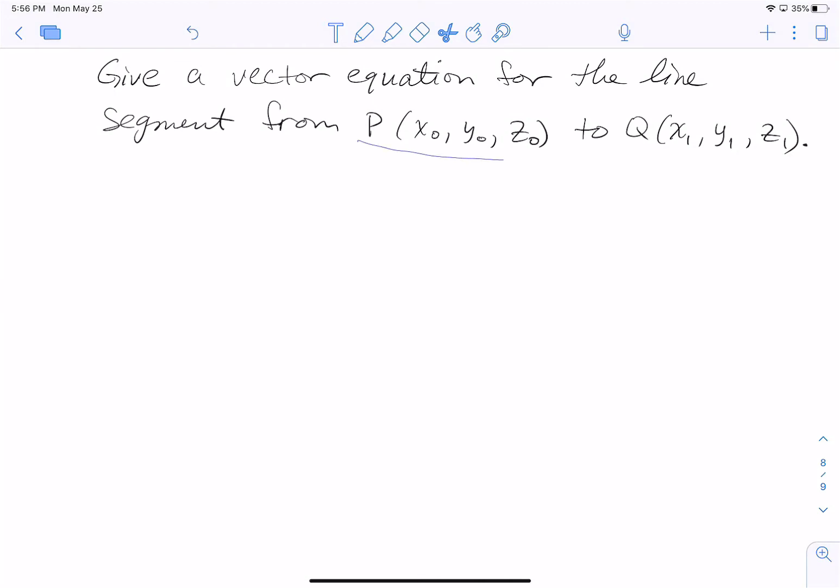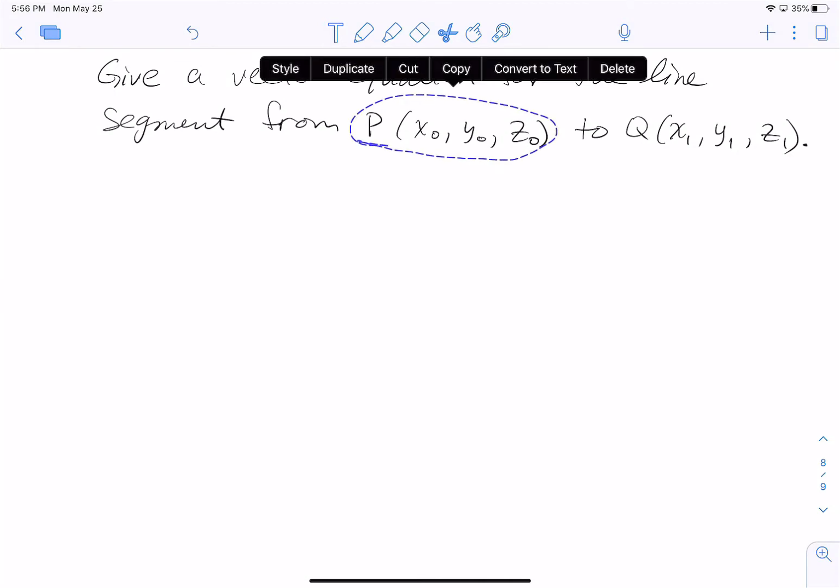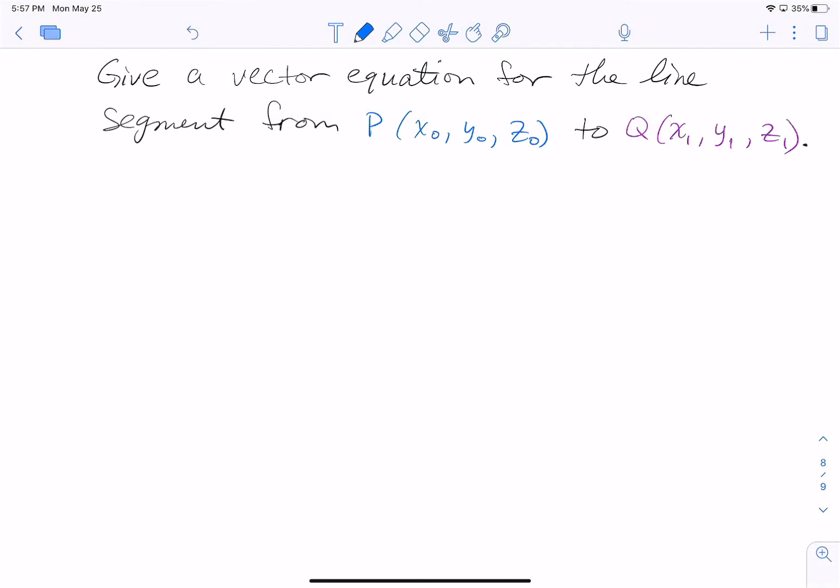I think this will go a lot easier if we use some colors, and so I'm going to make that happen here. Now, having done that, this will go easier if we consider each point to be the head of a vector in standard position. So we're going to call the vector r0 the one associated with the point P. So r0 is the vector x0, y0, z0. And then for the point Q, we're going to make that the head of the vector r1. So r1 has components x1, y1, z1.